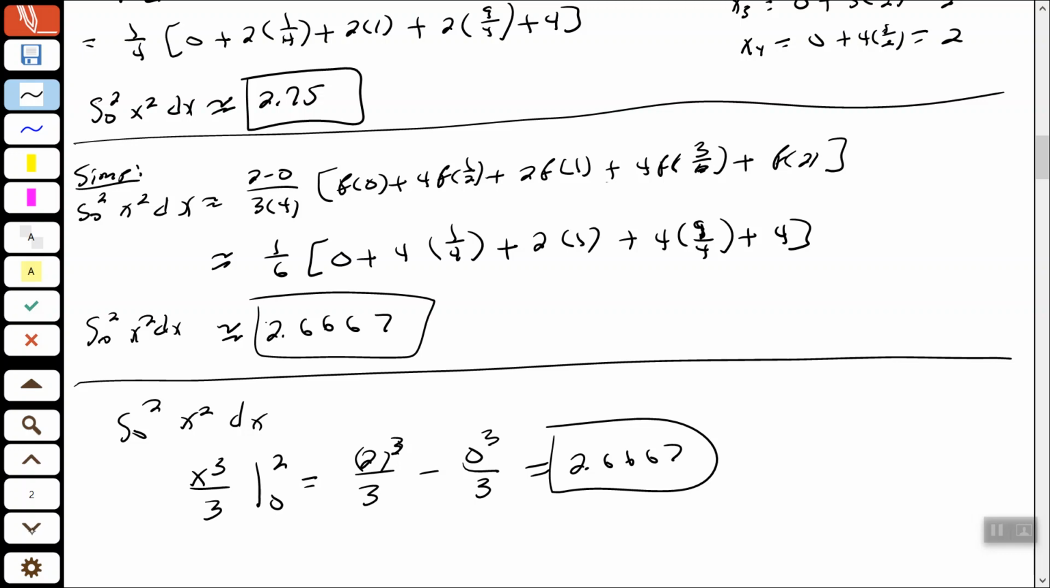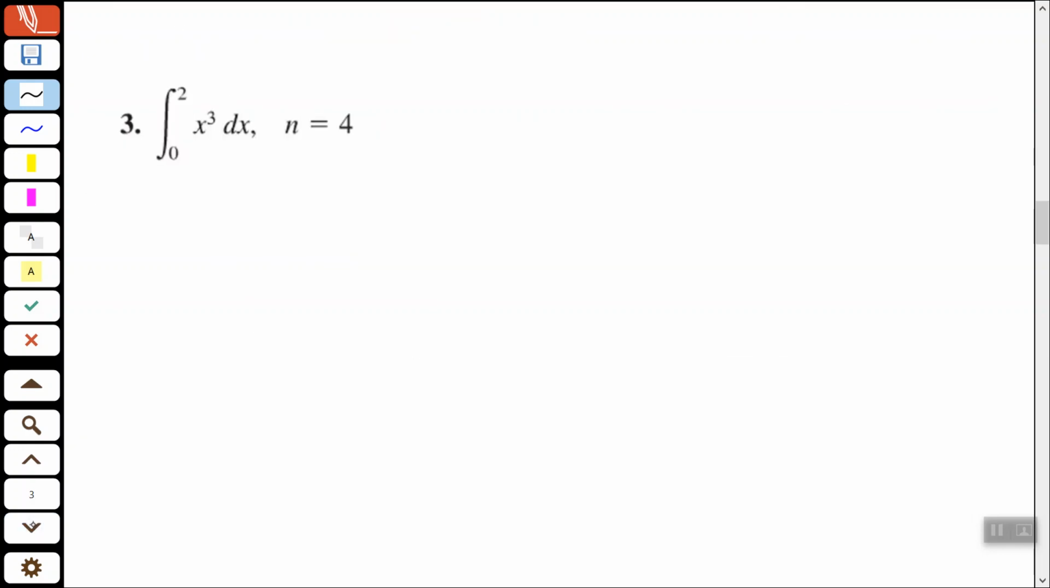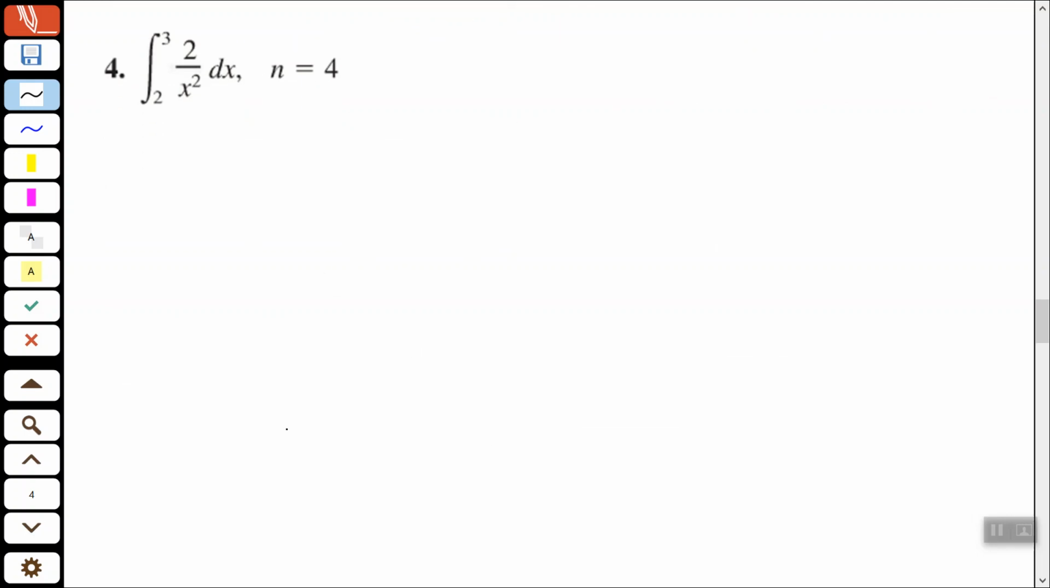All right, so let's look at one more of these problems because they're all the same. Basically, you just have to go through the process. You may want to pause the video and try the problem yourself. Try to find the approximation using the trapezoidal rule and the Simpson's rule.